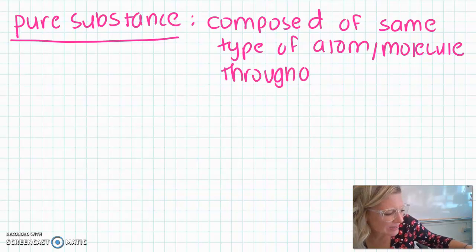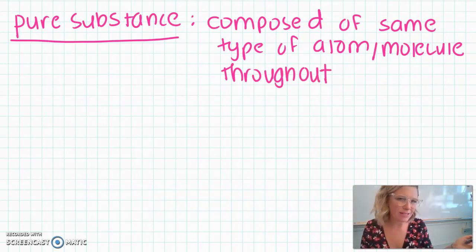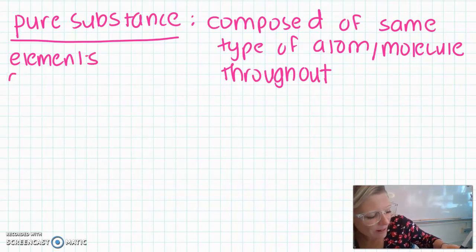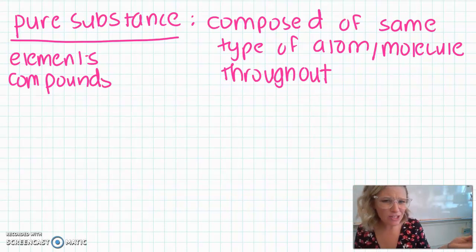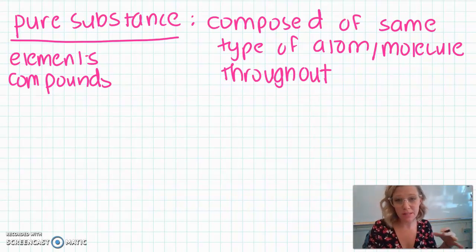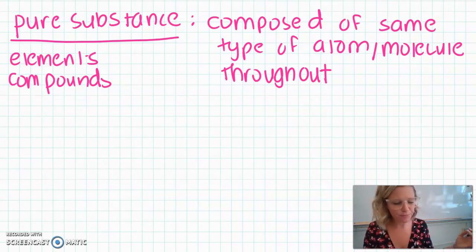So any idea of which of our three are going to be considered a pure substance? Elements are considered pure substances as well as compounds. But if you think about our definition, a mixture is not a pure substance, right? Because it's composed of different types of atoms or molecules throughout.